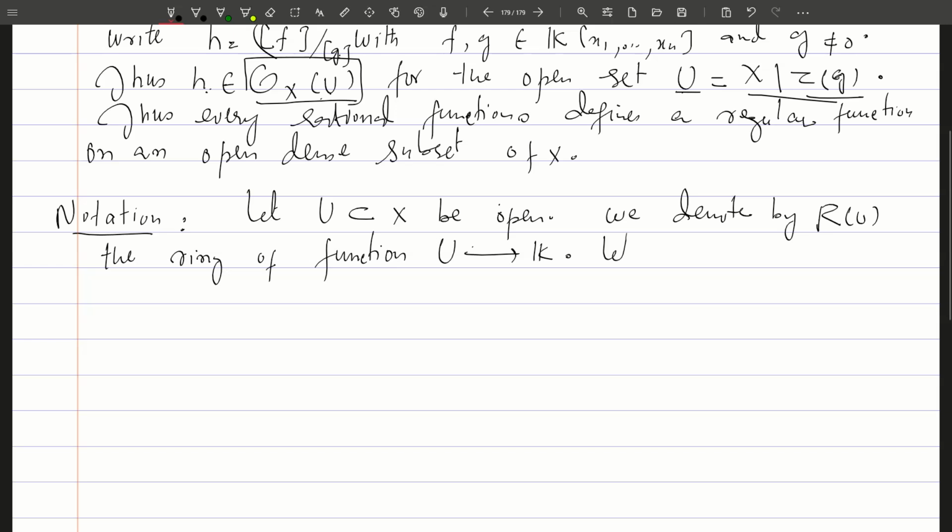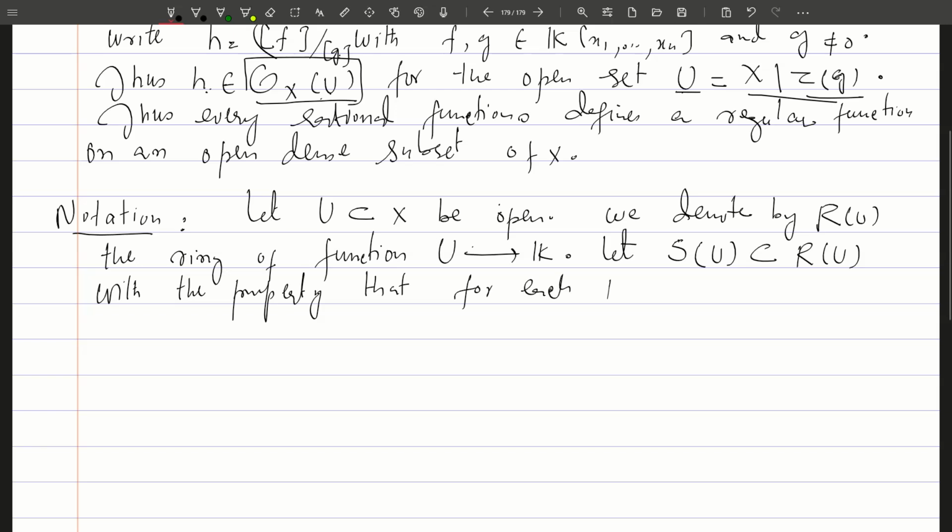Now let us take the set of all those functions from U to k. Let us denote those functions by O(U). So this is a subset of R(U) with the property that for each point p in U, there is an open neighborhood.